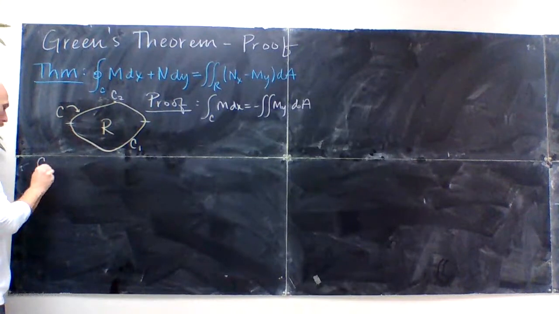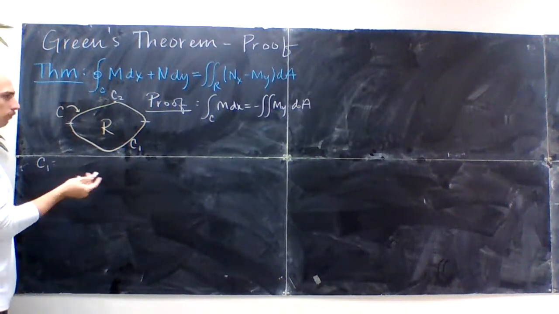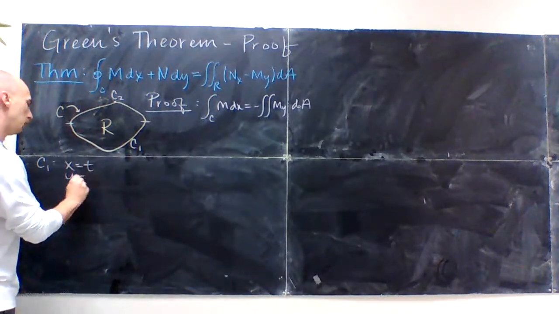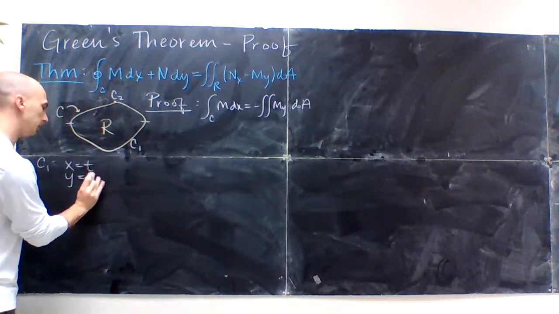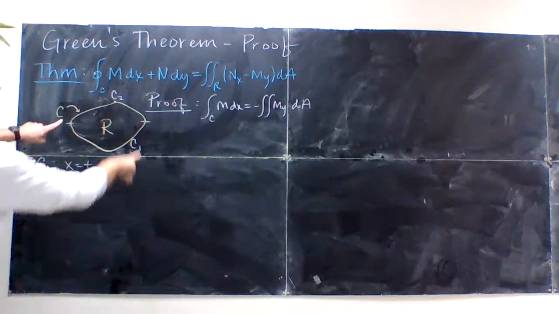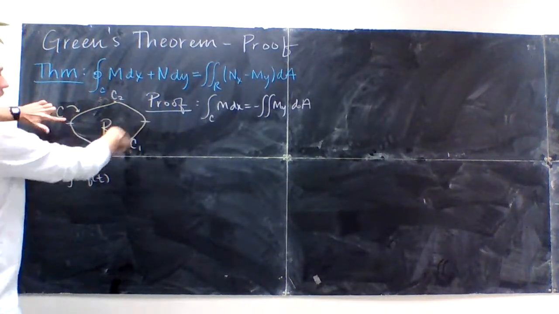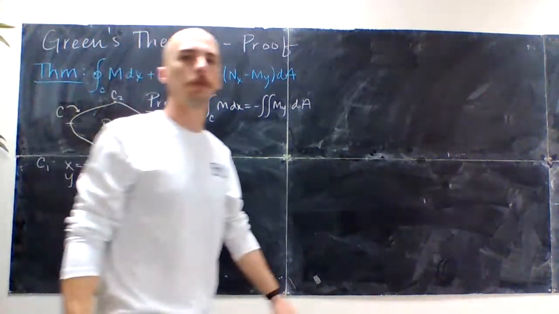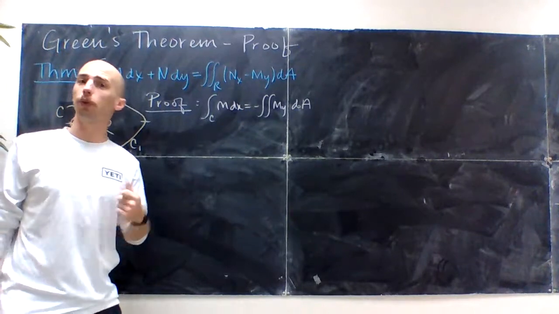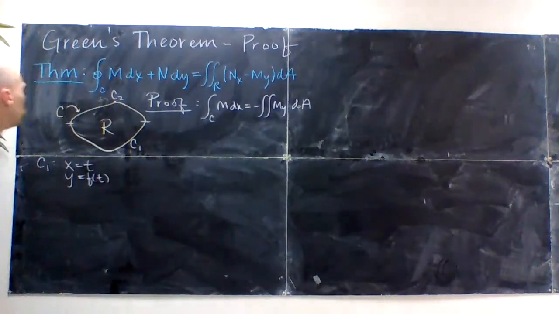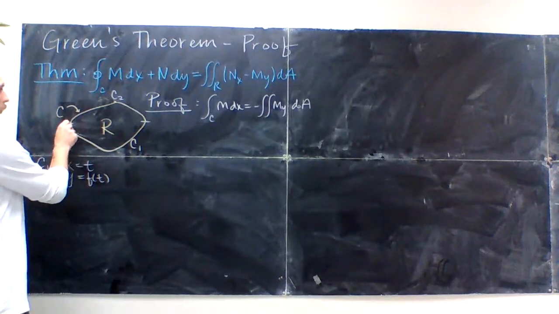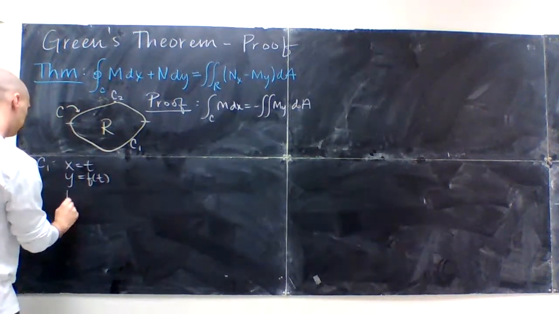I'm going to say that for C1, x is equal to t and y is equal to some f of t. Because if you look at this curve and we just ignore the top half, we could write y as a function of x. It might not be the type of function that we could write down in terms of functions we're already familiar with, but there is a function out there. And then t is going to run from, let's just say x equals a to x equals b.